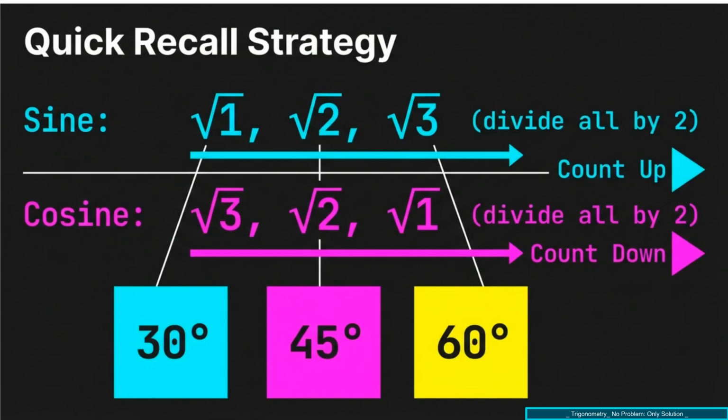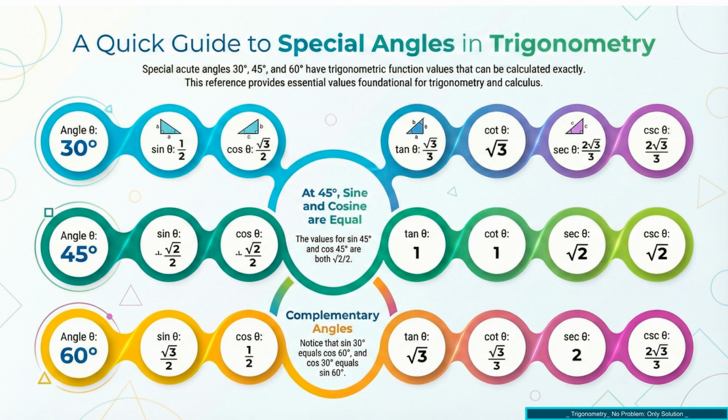A quick recall strategy is to count up for sine and count down for cosine using the square root of 1, 2, and 3, and then dividing all by 2. Here is a quick summary of what we have covered today.